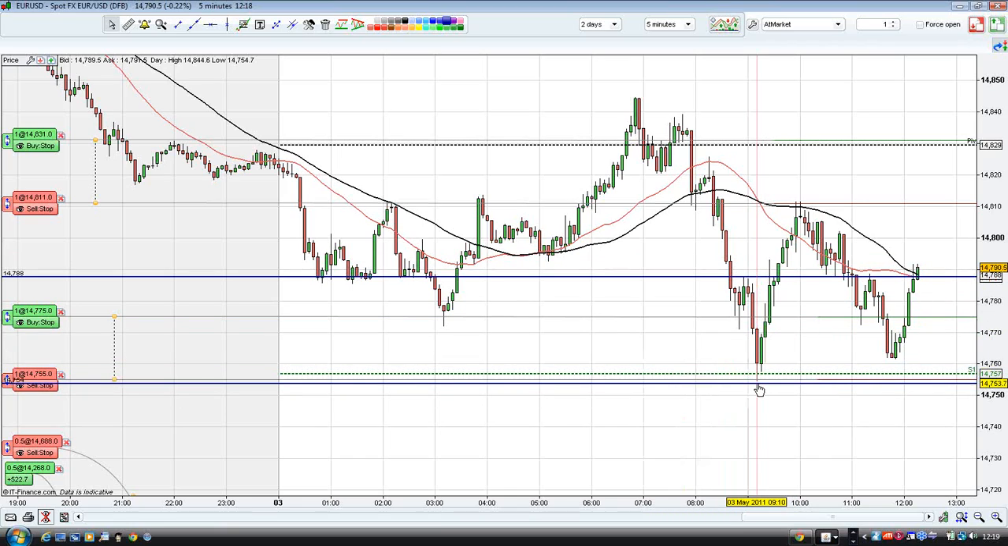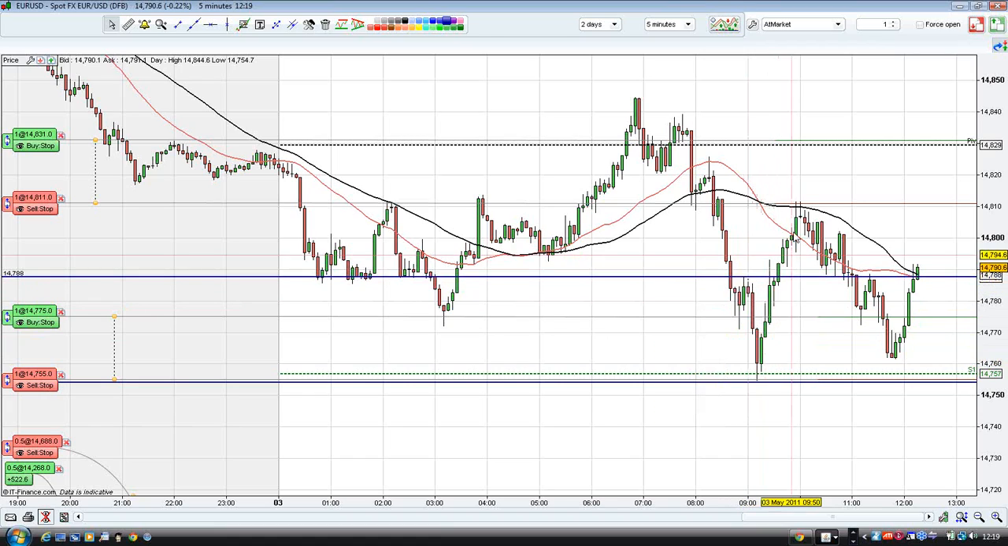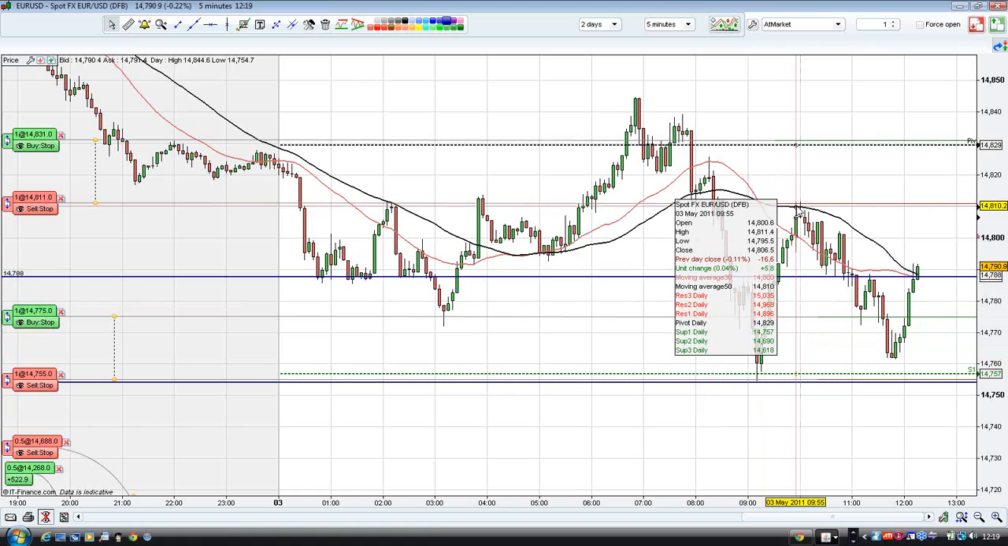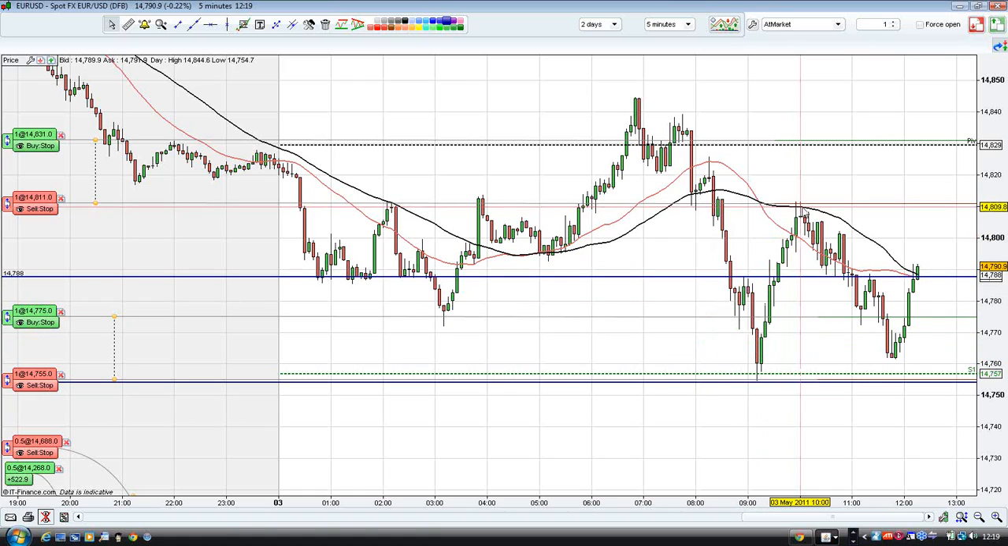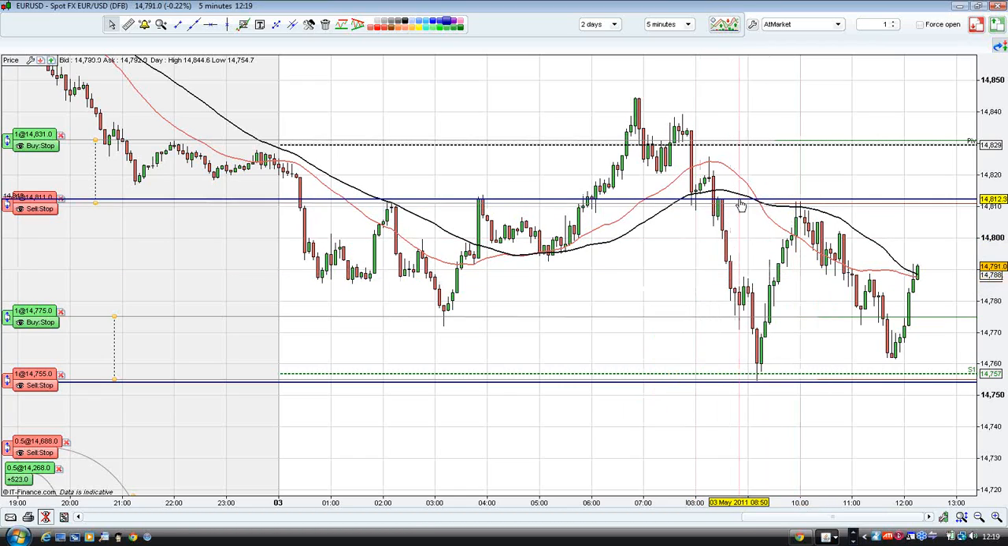And that's where we come to the 14,754. And if it keeps going down, we don't expect it to break that high, but it does. It's broken that high, and it's formed a new high. So the high there now is 14,811.4. Let's check, that's 14,811.5. So let's just say 14,812. Let's make it accurate.